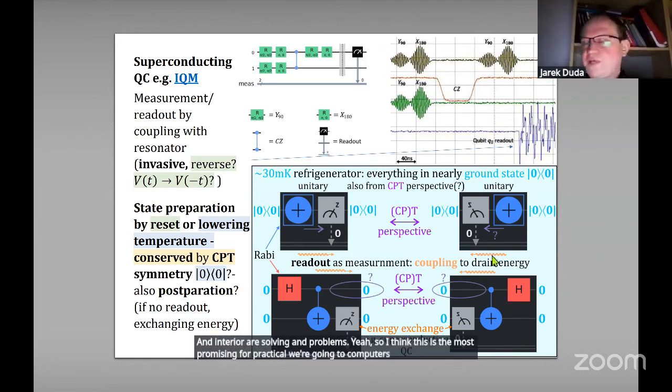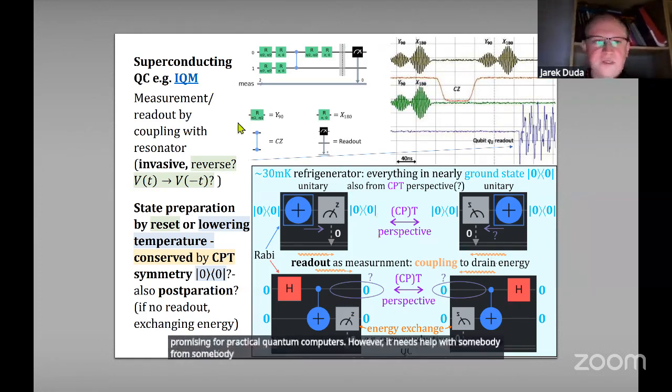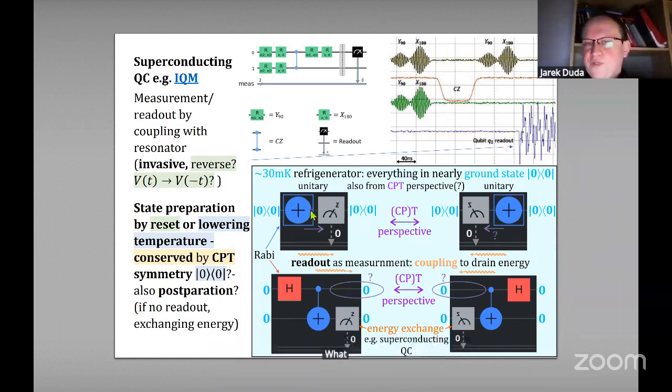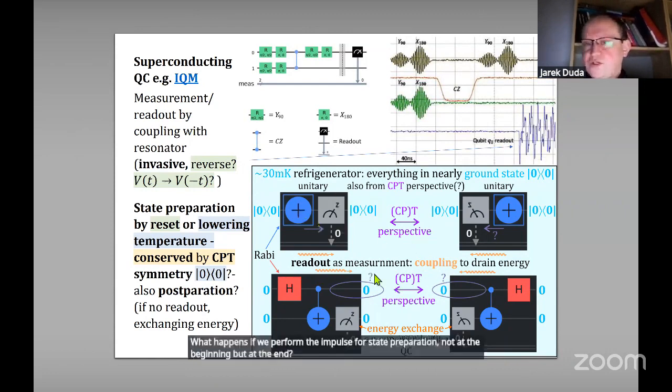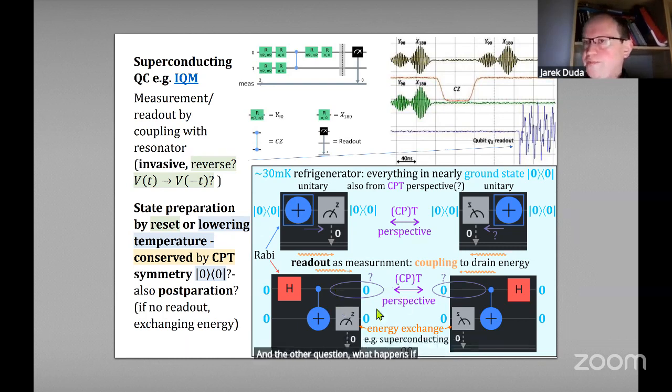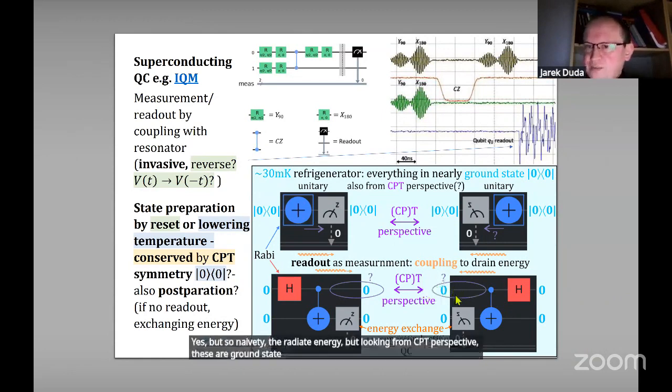However, it needs help from somebody who is an expert in superconducting quantum computers, to maybe write a theoretical article analyzing these situations. What happens if we perform the impulse for state preparation not at the beginning but at the end? And another question: what happens to qubits which are not measured? Naively they just radiate energy, but looking from the CPT perspective, these are ground states entering unitary evolution, so it should act the same as state preparation if we believe in CPT symmetry.